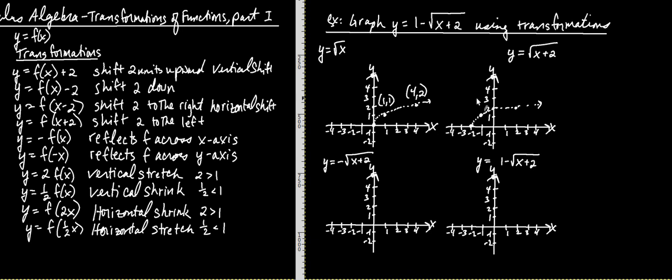Next transformation says, hey, take what you had and multiply it by -1. Okay, what happens when you multiply a function by -1? Well, you reflect across the x-axis. Now, in the reflection, this point stays the same, right?